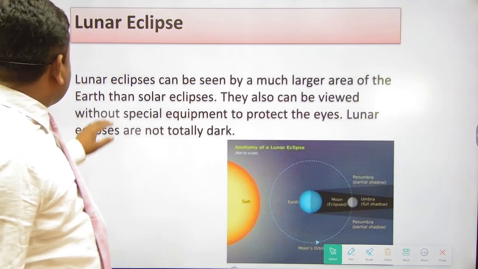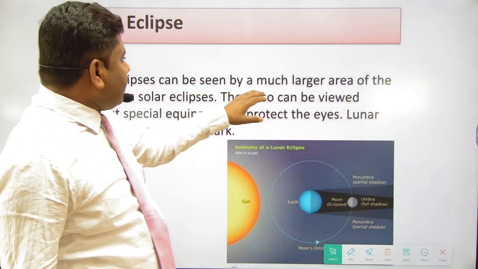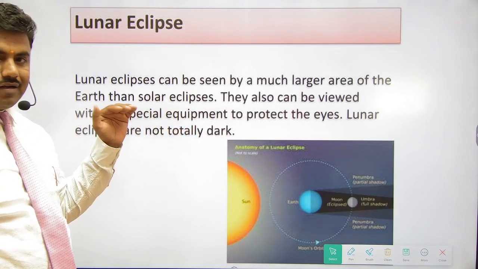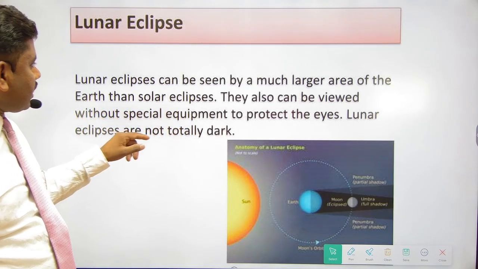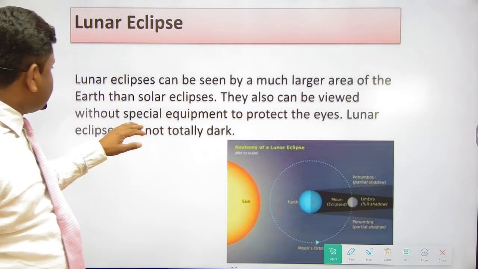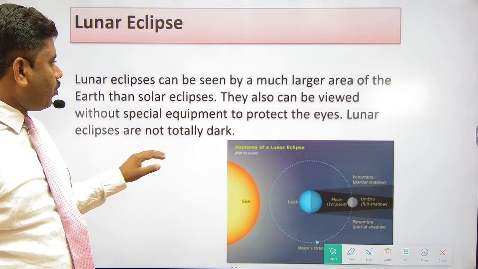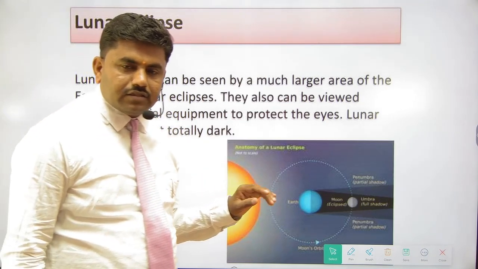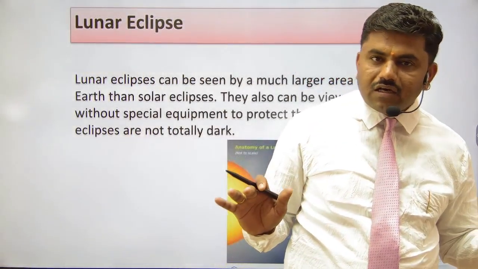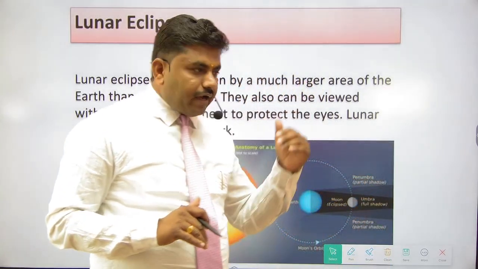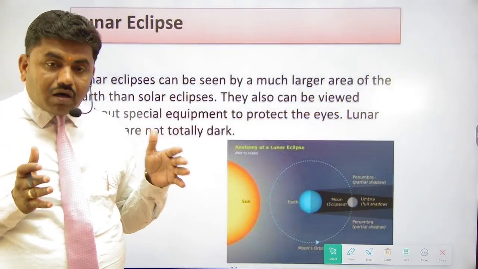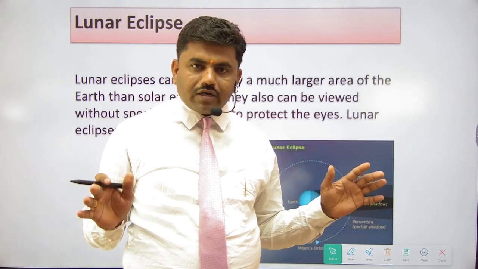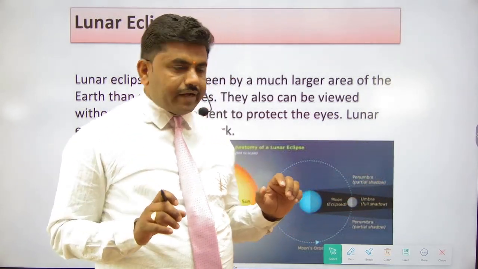Okay, now next, this is the lunar eclipse. Lunar eclipses can be seen from a much larger area of the earth than solar eclipses. They can also be viewed without special equipment to protect the eyes. Lunar eclipses are not totally dark. Why? We are on the earth and the shadow of the earth falls on the moon, so there is no much darker space on the earth side.